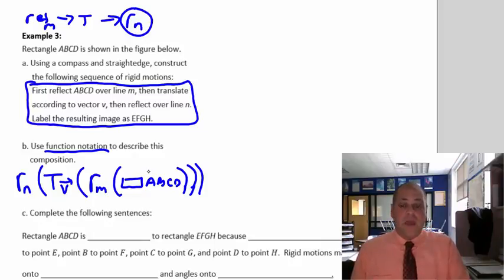This is big boy and big girl math, okay? If you don't get this, it's okay. We're going to practice it. You're going to do 3 or 4 of them in class tomorrow, all right?